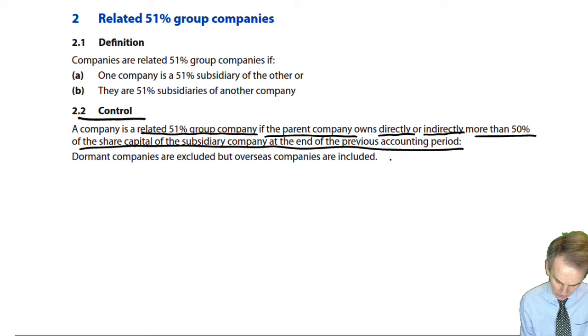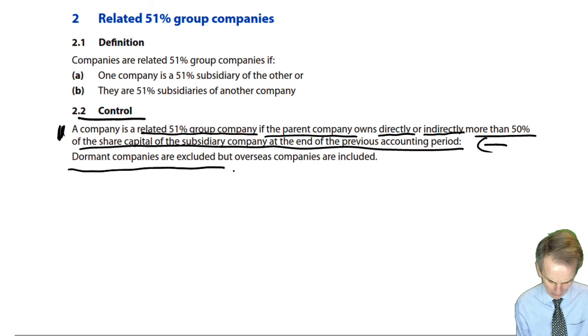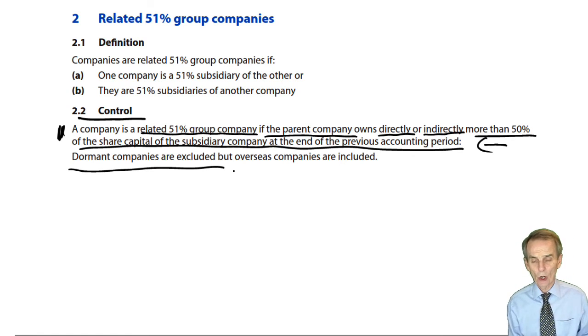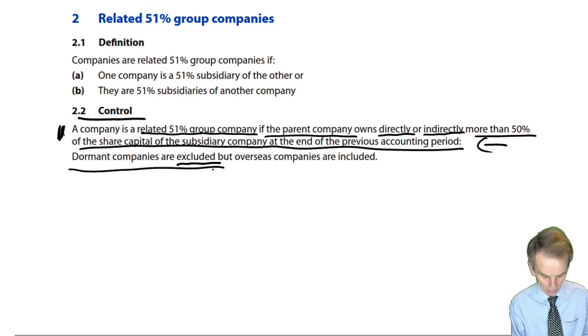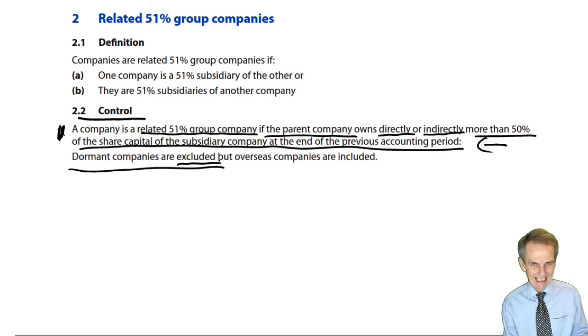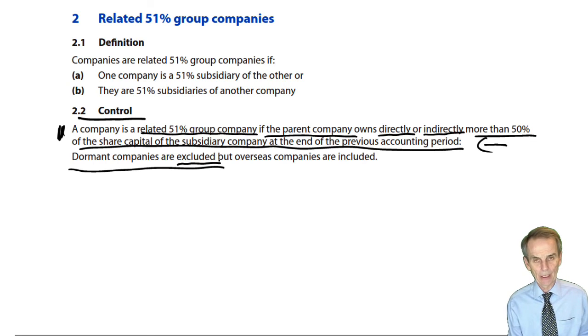The other issues that we've got here, that's tested out that particular section there, but dormant companies are excluded. So if you'd been told that any one of those subsidiary companies to AV had been a dormant company throughout this accounting period, then it would be excluded. We would not be adding it in terms of the number of related 51% group companies.